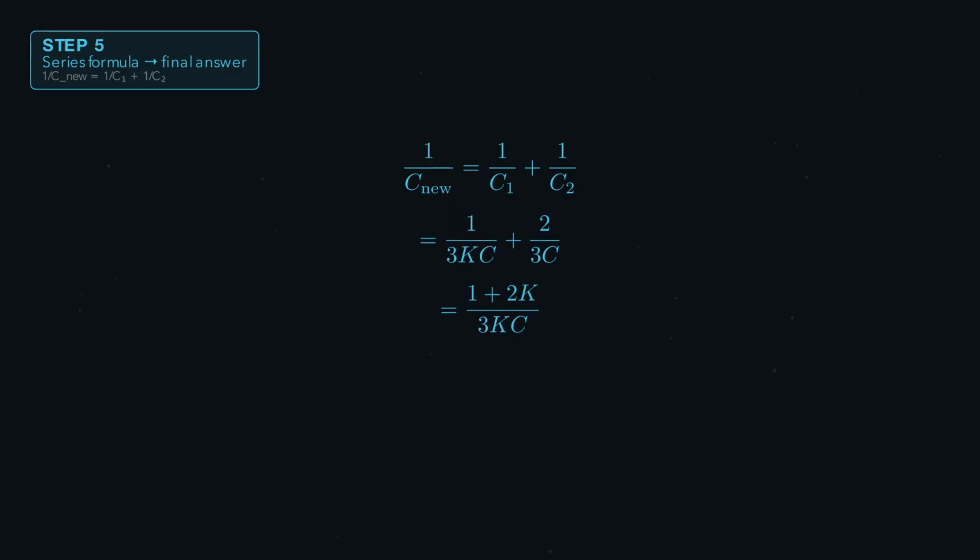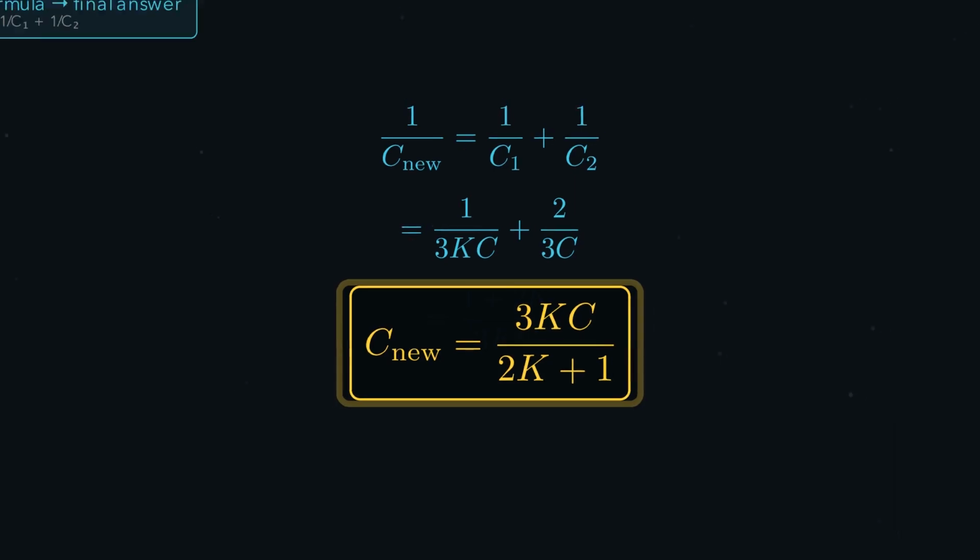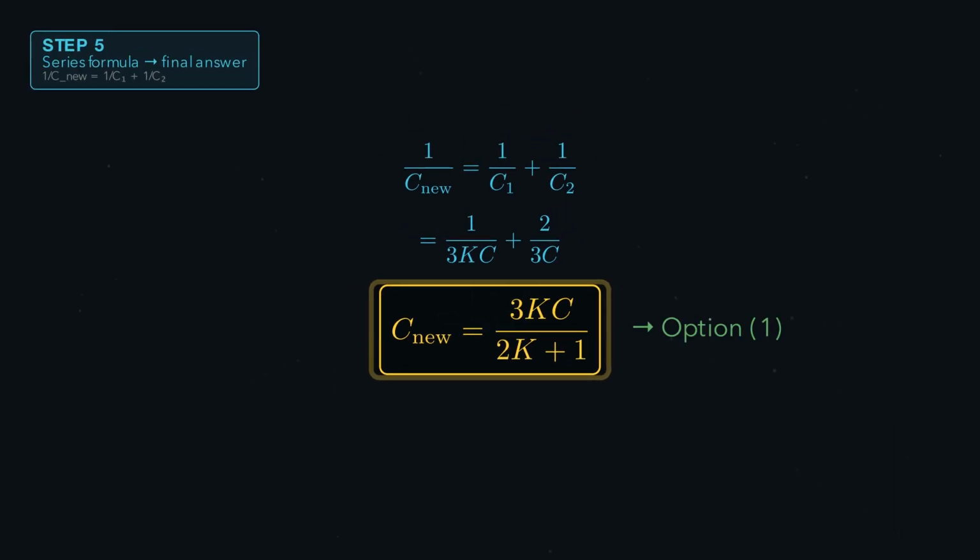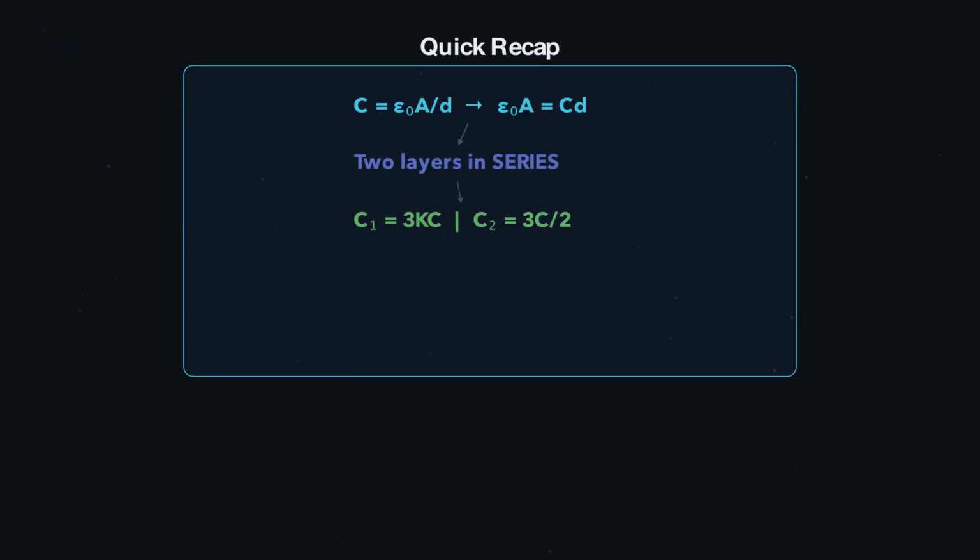That's option 1. Quick sanity check. When K equals 1, we get back c. When K is huge, we approach 3c over 2, which is just the air gap alone. The answer is option 1.